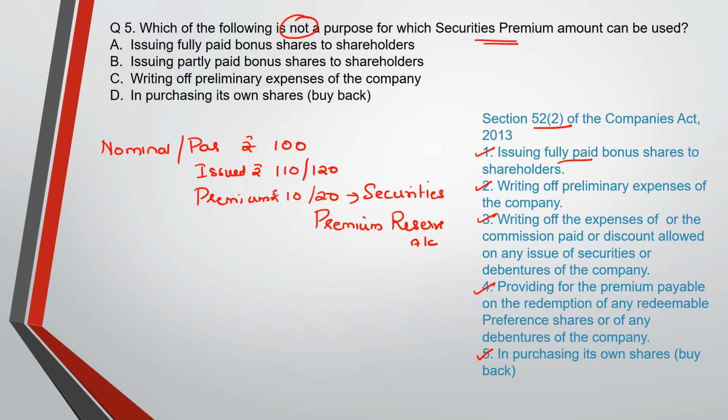So if you remember these 5, look at this. Issuing fully paid bonus shares to shareholders. This is a purpose. Issuing partly paid bonus shares. It is only for fully paid up. Partly paid bonus shares cannot be issued under this category. Writing off preliminary expense of the company, yes, it is there. In purchasing its own shares, that is buyback, is there. So the right option for this question is issuing partly paid bonus shares. That is not a purpose for which you can utilize Securities Premium Reserve. So I hope that is clear.